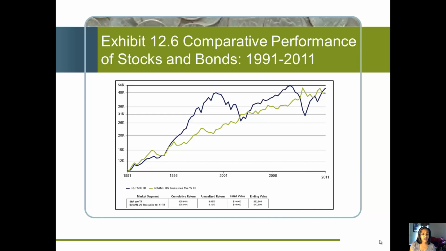So here's what bonds have done relative to stocks. The stocks are in blue, bonds are in green. You can see that bonds are pretty steady, whereas stocks are a little bit more volatile. So this would be the return on a $10,000 portfolio if it were invested in stocks versus bonds.